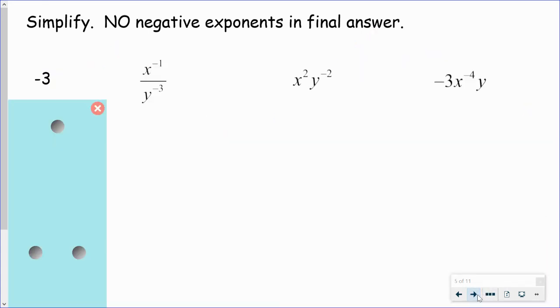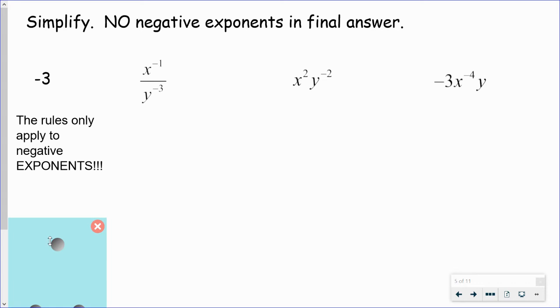Okay, so just a reminder, no negative exponents. So the rules only apply to the exponents that are negative. If this is the number -3, that number is -3. Is the exponent -3? No, that means -3 to the first power. That is as much as you can do to that one. Okay?